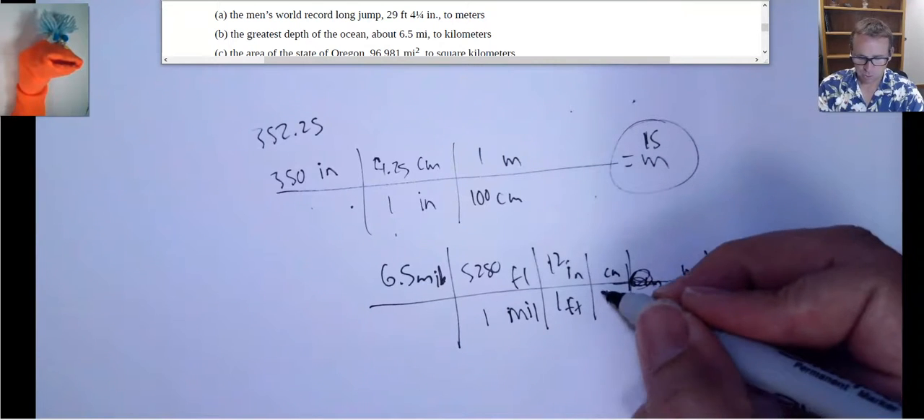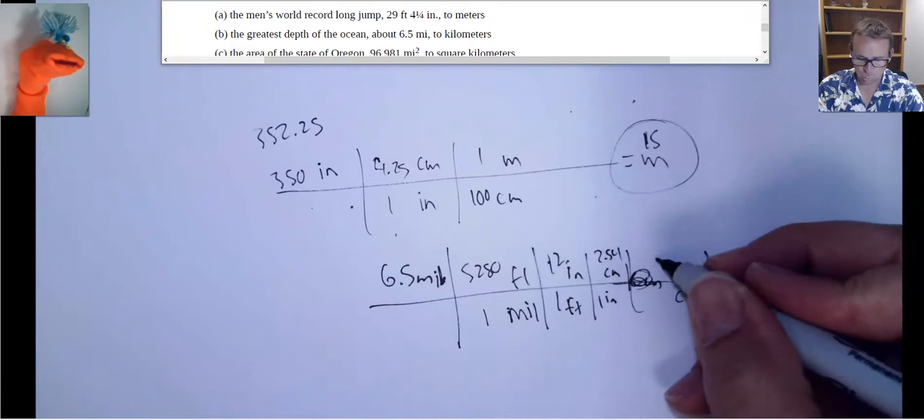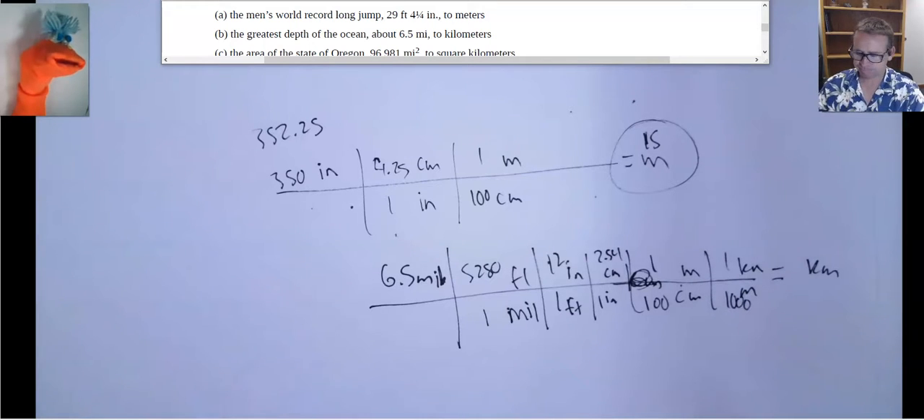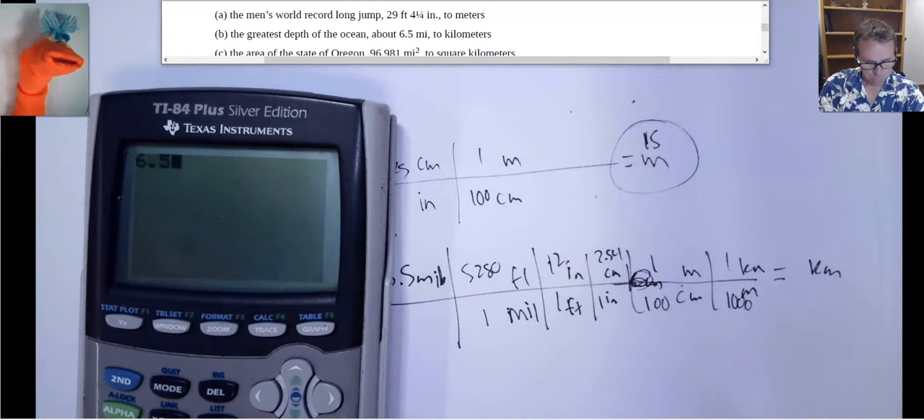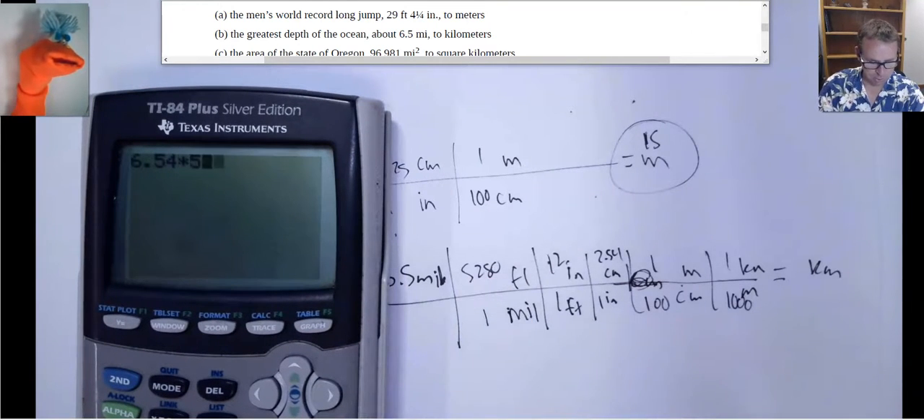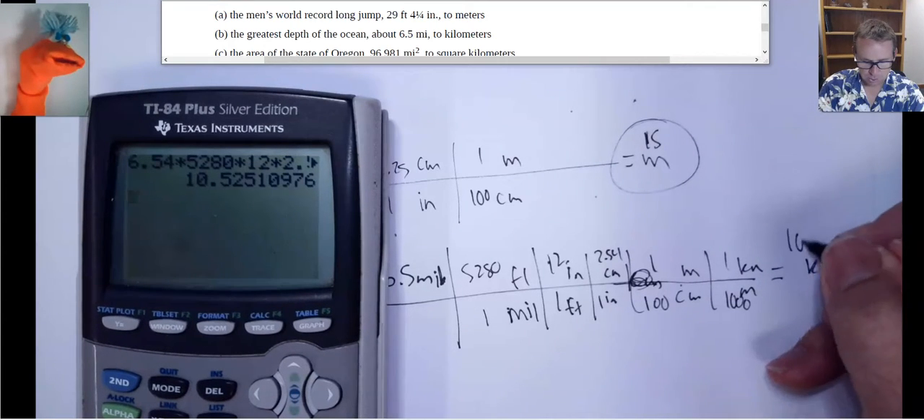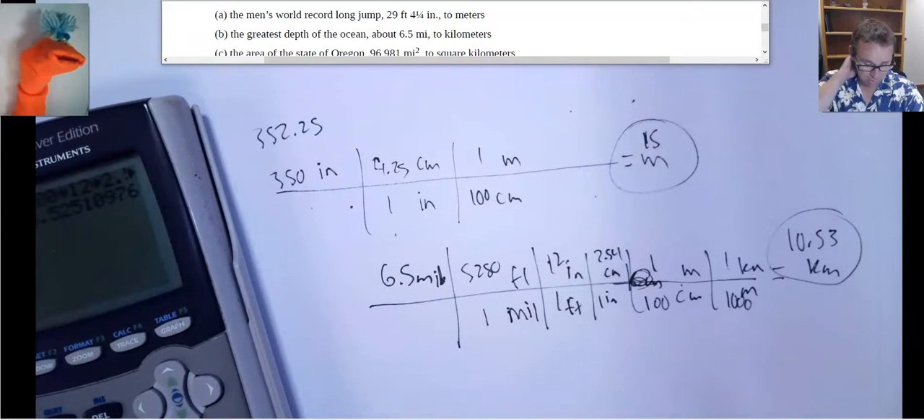12 inches, 1 foot. 1 inch is 2.54 centimeters. 1 meter, 100 centimeters. 1,000 meters for every kilometer. So I'm going to do 6.5 times 5,280 times 12 times 2.54 divided by 100 divided by 1,000. 10.53 kilometers, and we only have two significant digits, so it's going to be 11 kilometers.